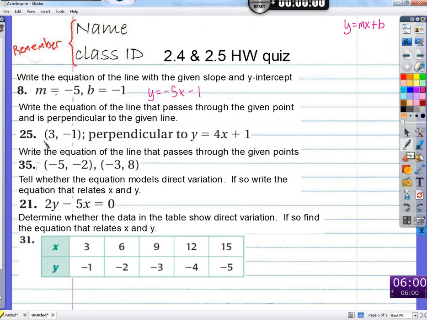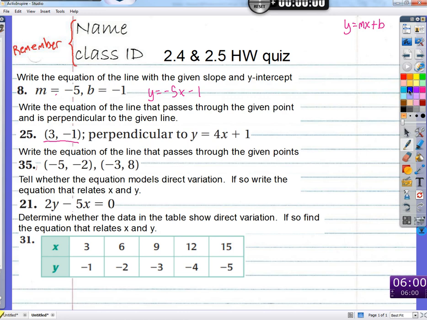So now they give us a point. Is that useful? Yes, it is. Well, there's a point on the line that's certainly useful if we want to write an equation for this line.